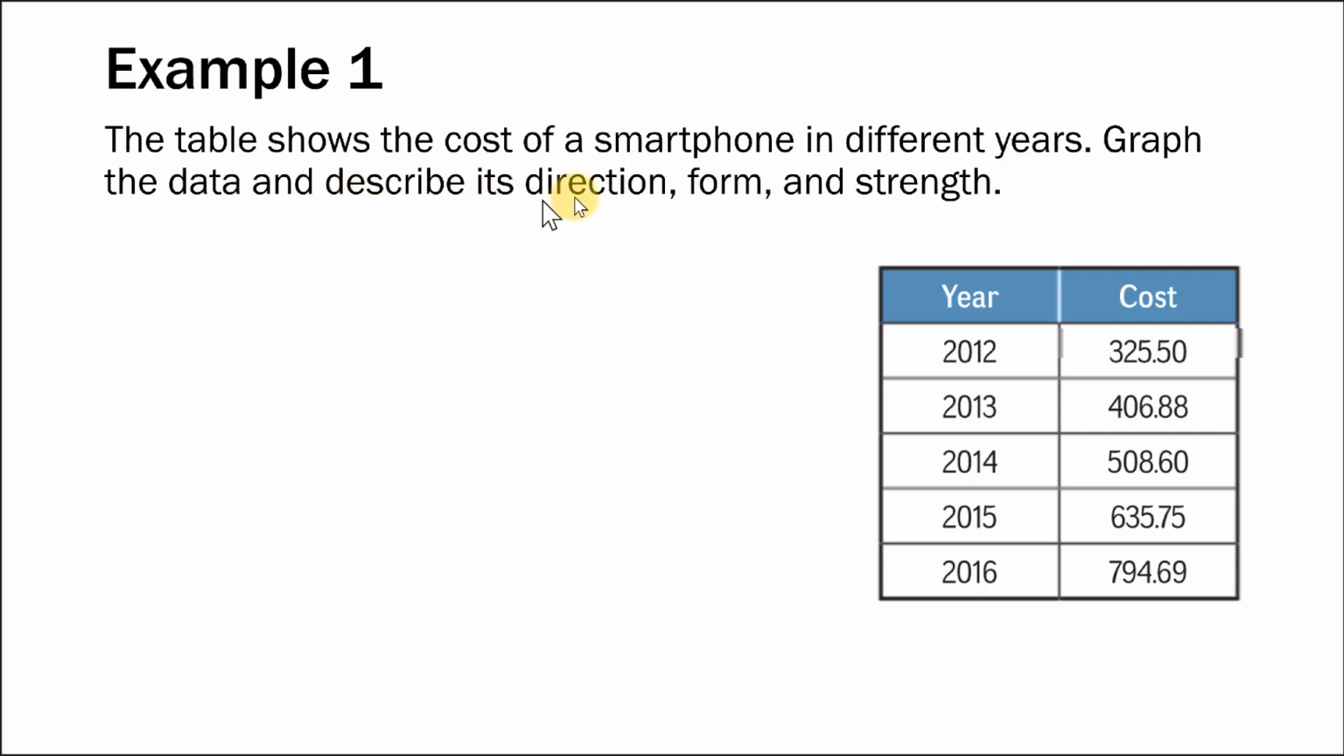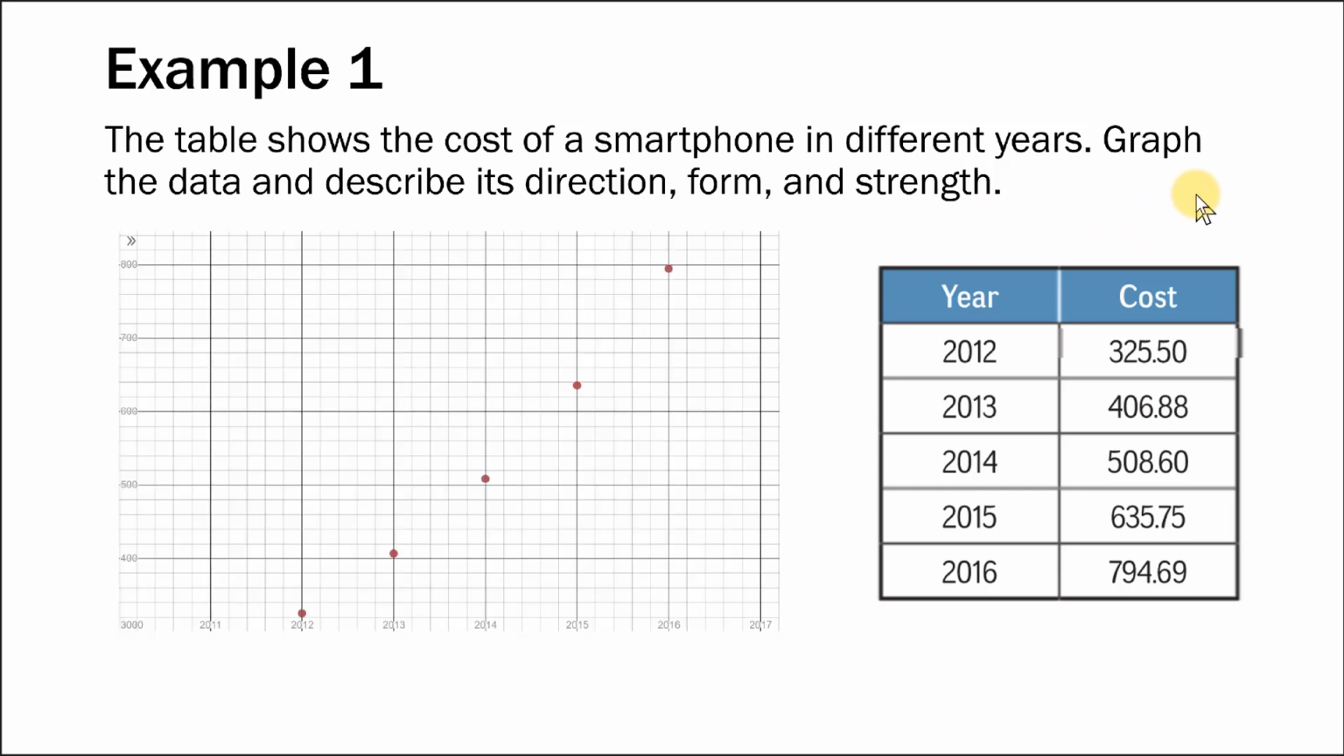Again, if it just said describe the data, you would want to give at least direction, form, and strength. Those three things are your minimum. So this is what our data looks like when we graph this out. Now, when we're thinking about direction, form, and strength, we're going to want to try to impose a regression line or a regression curve on our data set.